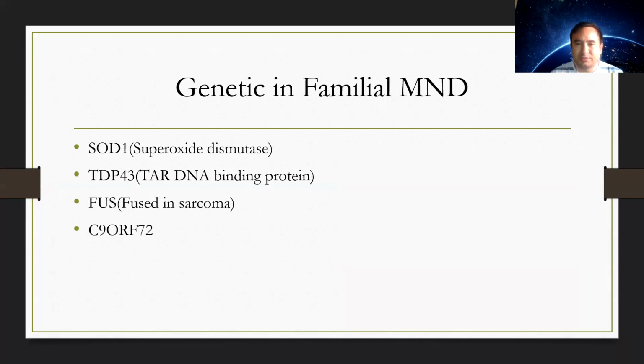So, do you need to do genetic analysis in MND or not? Most of the time it is sporadic, but in 10% of cases it can run in the family. If there is a family history, and if the age of onset of MND is young, then there are a few genes that need to be studied, like SOD1, TDP43, FUS, and C9ORF72. These are the genes that we need to analyze if someone has familial MND.